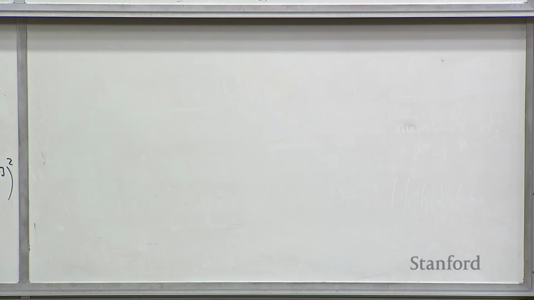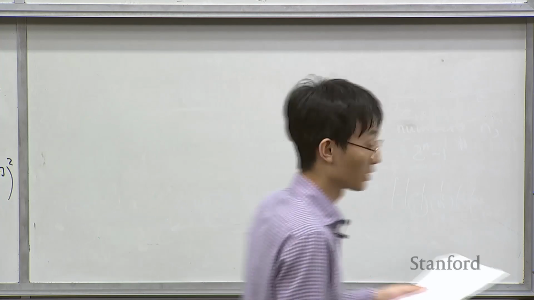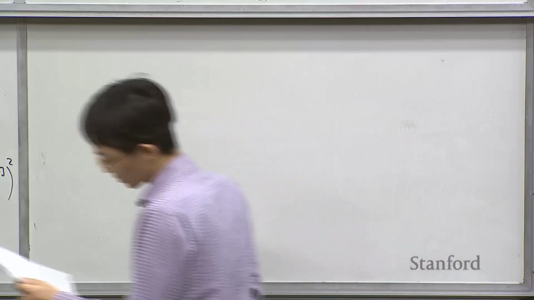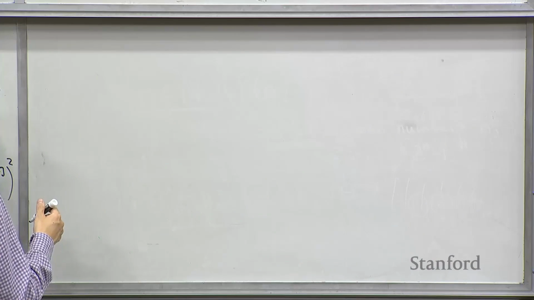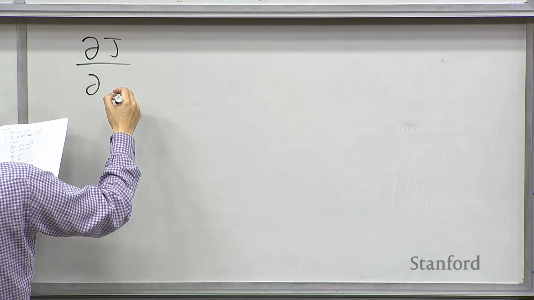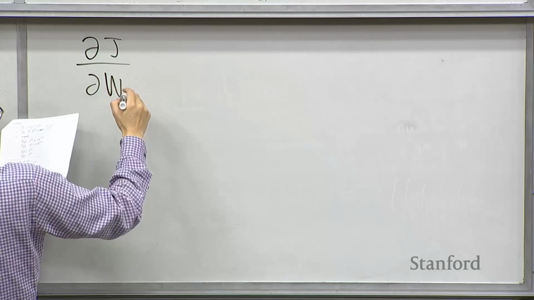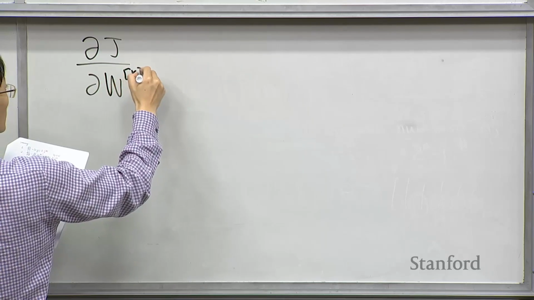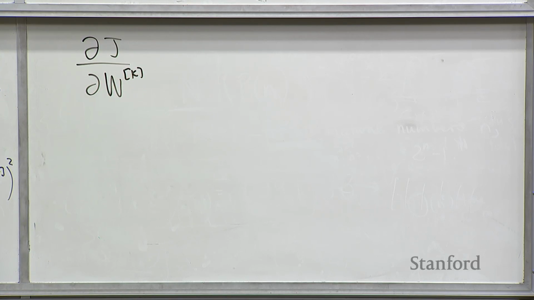So now I'm going to try to compute the derivatives, the partial gradient. First of all, I'm going to compute dJ over dWk for some kth layer. So how do you do that?